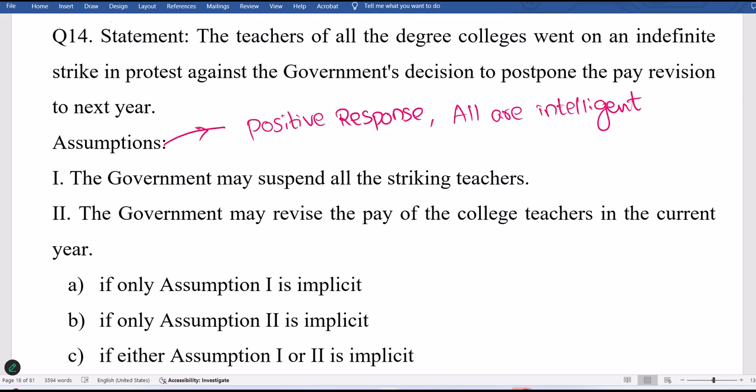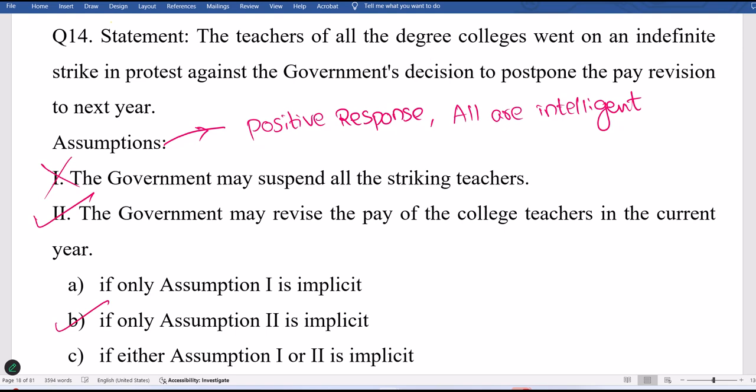See here, the statement is: teachers of all the degree colleges went on indefinite strike in protest against the government's decision to postpone the pay revision to next year. The government may suspend all the striking teachers. That's not the response they're expecting. The government may revise the pay in the current year. That's why they postponed it to next year, and they want it for the current year. This is the positive response.